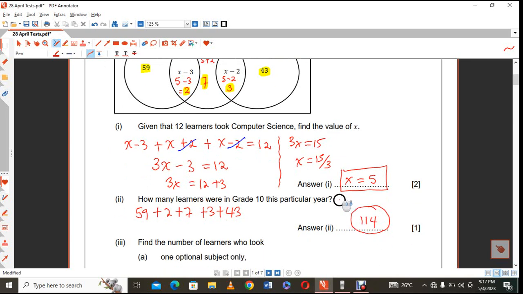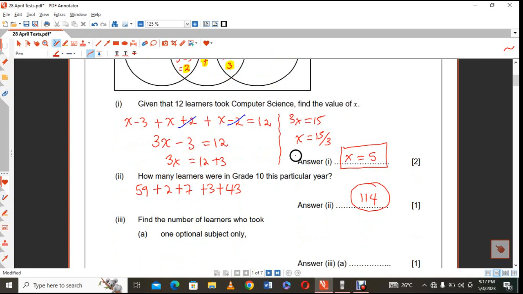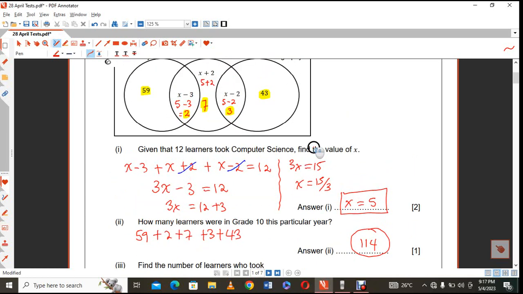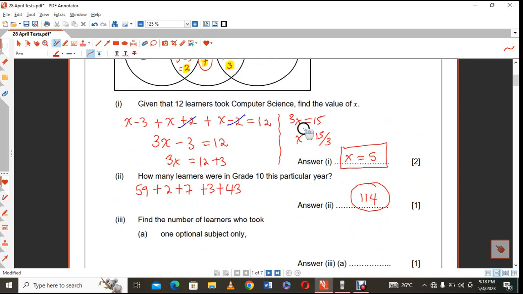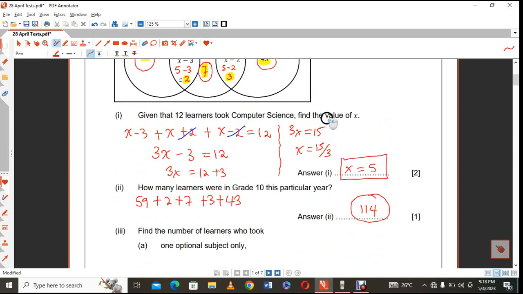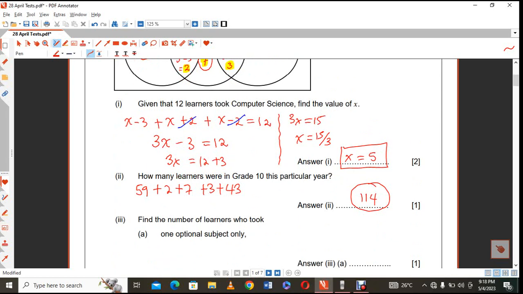Then they say, find the learners who only took one subject. Now, the ones who only took one subject are like the 59 over here. They only took one subject. The 7 over here, they only took one subject. And the 43 over there, they only took one subject. So we have to add those values together. Okay. So that will give me 59 plus 7 plus 43.